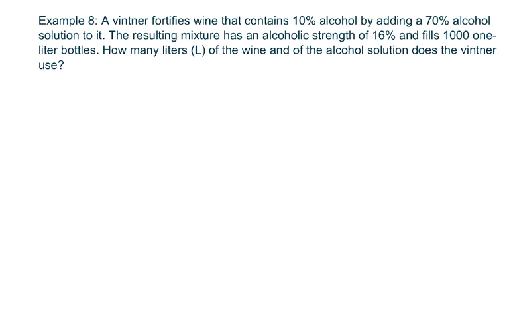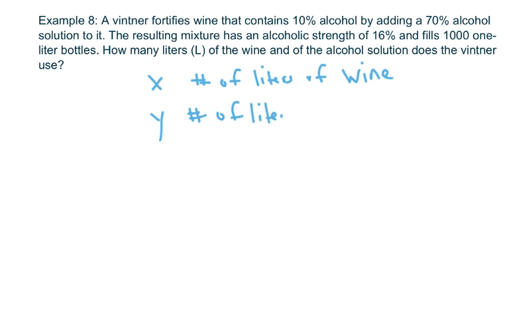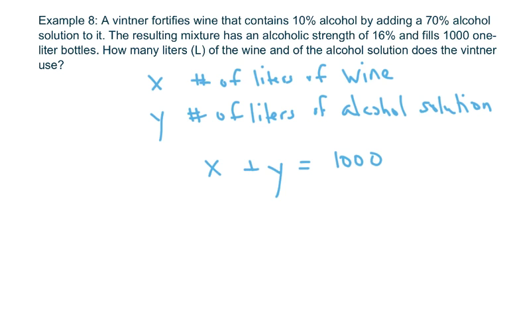So we're going to use X and Y, but what do they represent? X is going to be the number of liters of wine. And Y is going to be the number of liters of the alcohol solution. One of the equations we're going to write has to do with the total number of liters that we're going to fill. So the number of liters of wine plus the number of liters of alcohol solution is going to equal 1,000 liters.